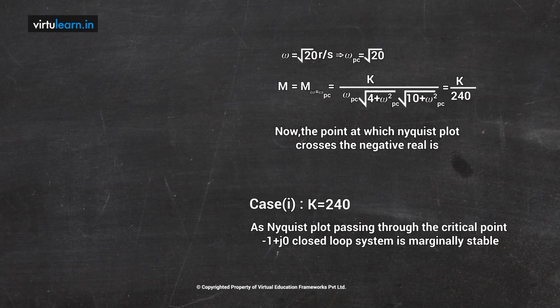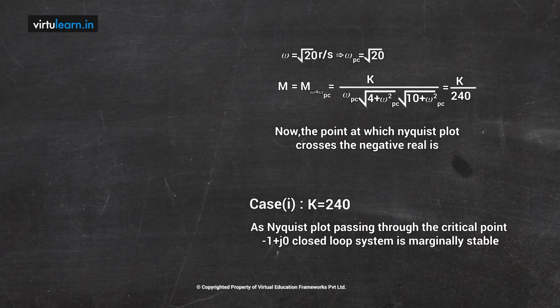The MPC is nothing but k divided by 240. This MPC is the magnitude, which means the distance from the origin to the intersecting point. But what will be the point when I take the real and imaginary axes? The point is minus k by 240 plus j0, because on the real axis the imaginary part is 0. So the intersecting point is minus k by 240 plus j0.